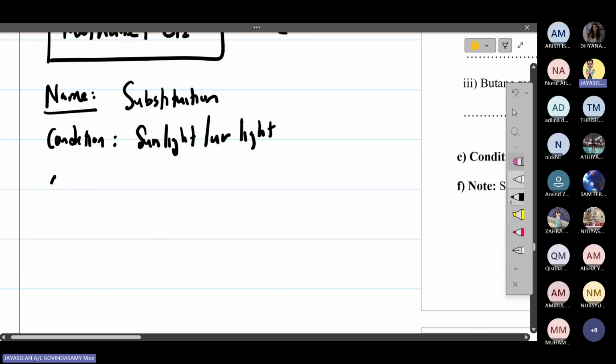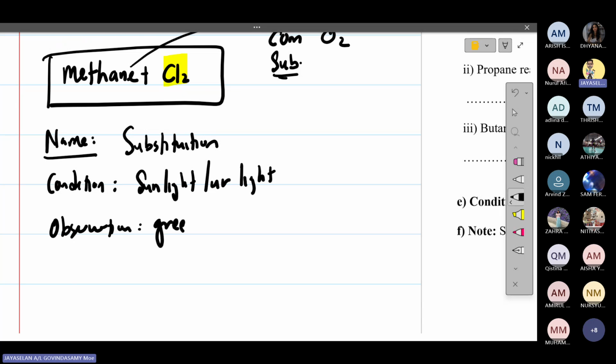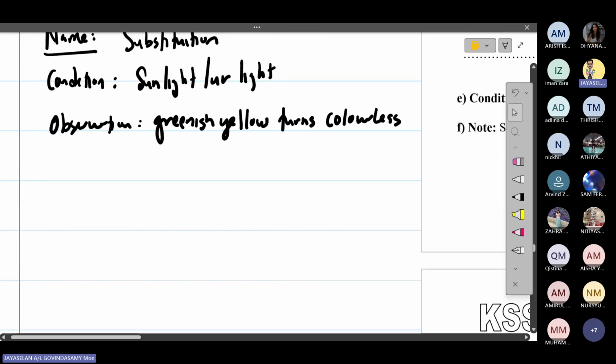What is your observation in this experiment? You must memorize the color of chlorine. Chlorine is known as greenish yellow solution or yellowish green solution. It turns colorless. You already score 1 mark. Any question? No question. Okay, how to do the equation?